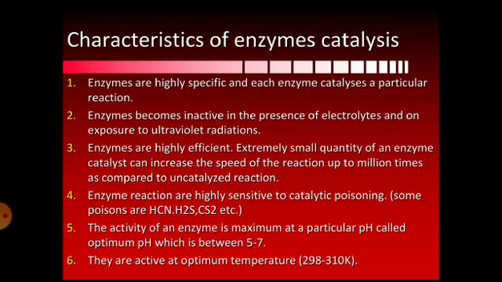They are active at an optimum temperature of 298 to 310 Kelvin. So enzymes are active at this temperature only. Enzymes will show their ability, or become active, at a temperature of 298 to 310 Kelvin. In this range only they become active. Okay, so these are the characteristics of enzyme catalysis.